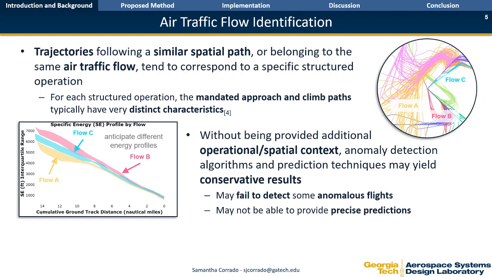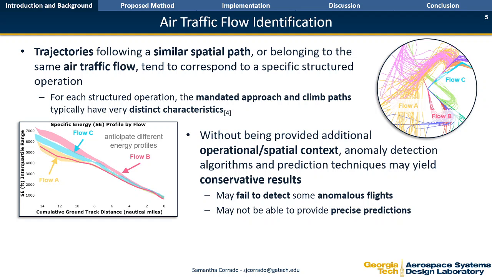When algorithms to detect anomalies and predict trajectory paths are not provided the additional operational or spatial context related to the air traffic flows within the airspace, the algorithms may yield more conservative results, such that anomalous trajectories are missed by the algorithms, or the algorithms are not able to provide very precise trajectory predictions.